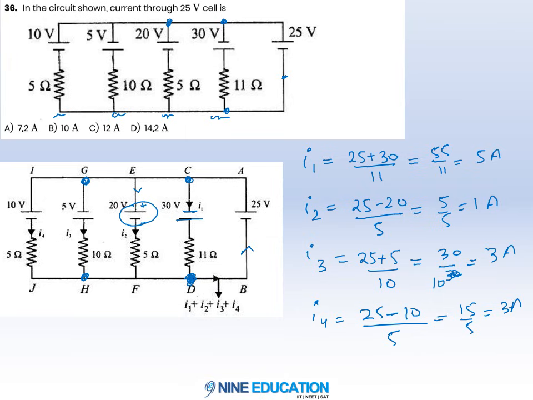So the total current in this, apply the junction rule here. Junction rule, total current becomes I1 plus I2 plus I3 plus I4. So the current across the 25 volt cell is how much? 12 ampere. So 12 ampere is the correct answer of this question.